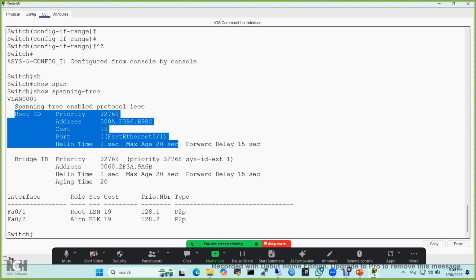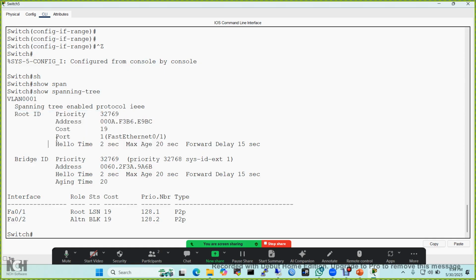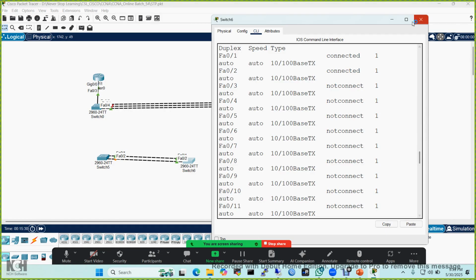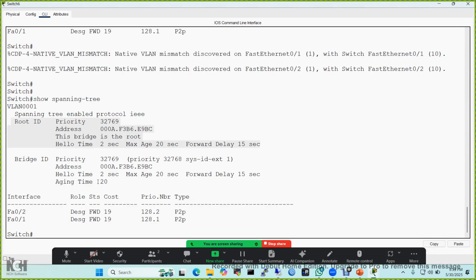But in the root switch there is a special line. There is no message written here saying this switch or this bridge is the root. Only you can see it from the root switch. Here you can see what the message is. This message is unique here: this bridge is the root. How has it become root? By the MAC address.